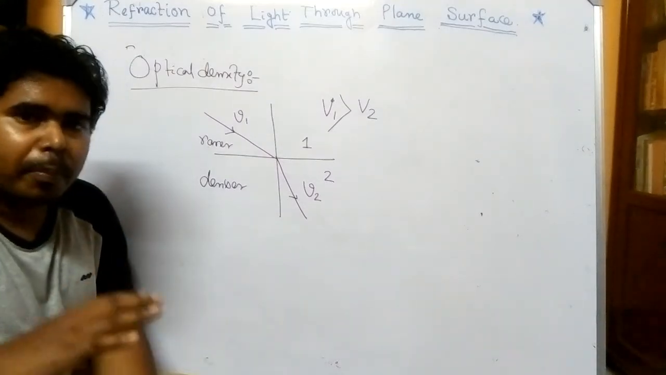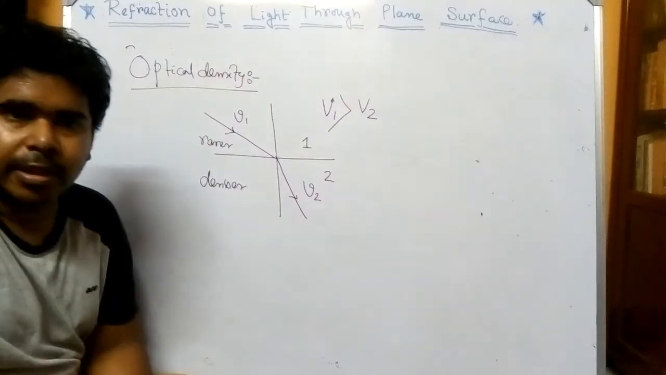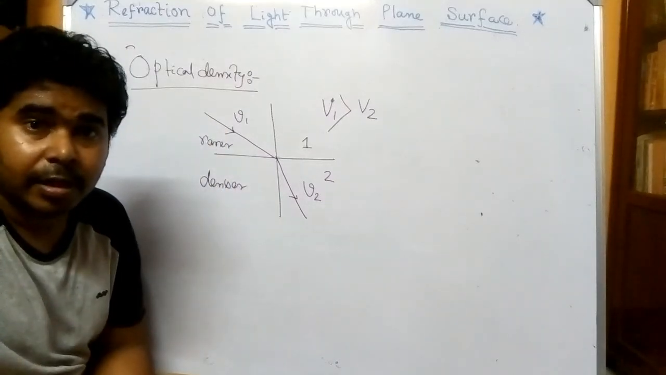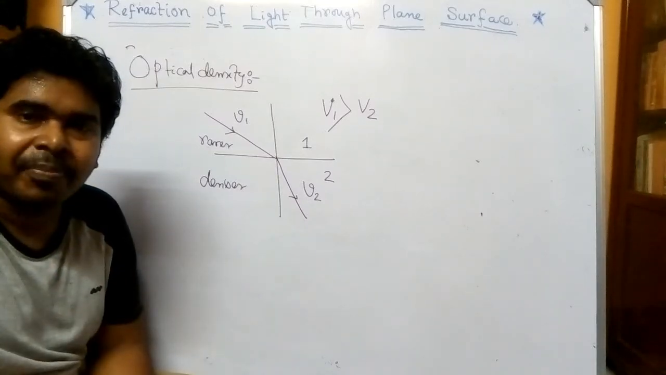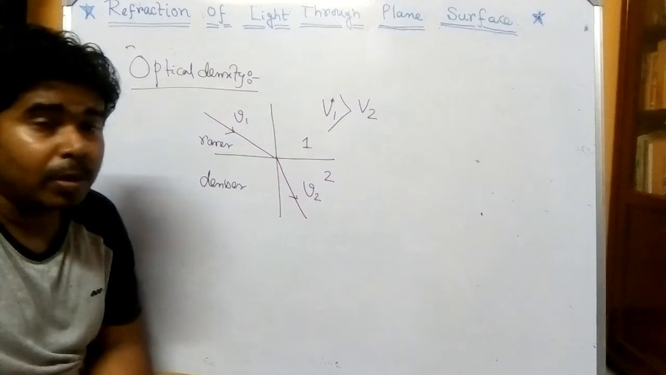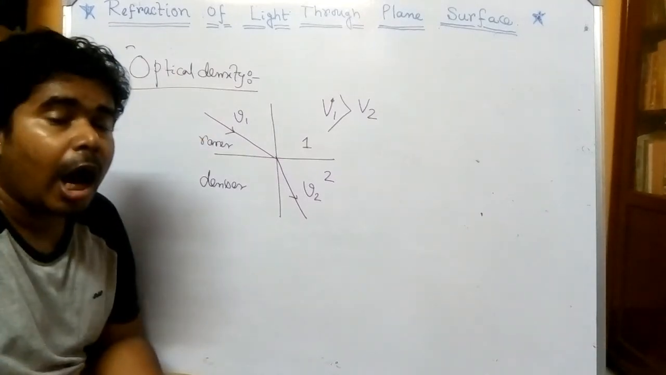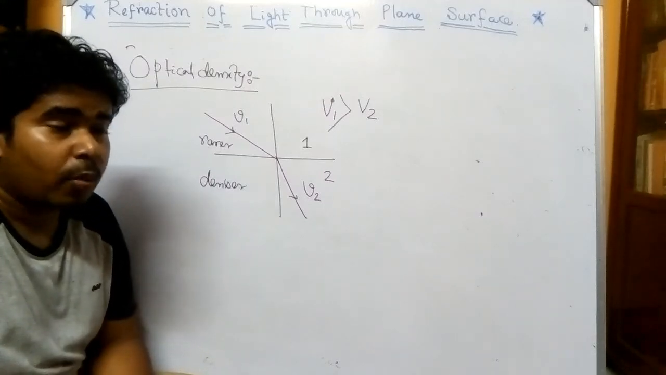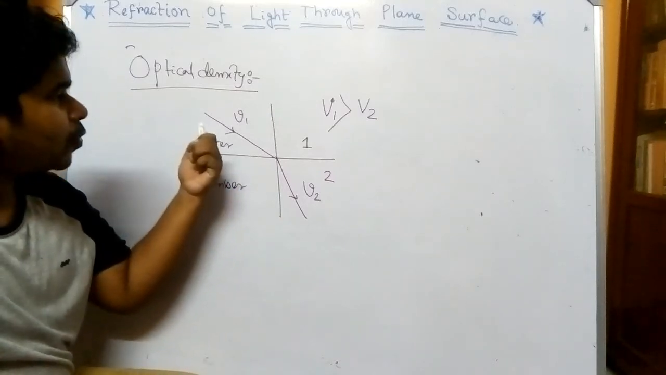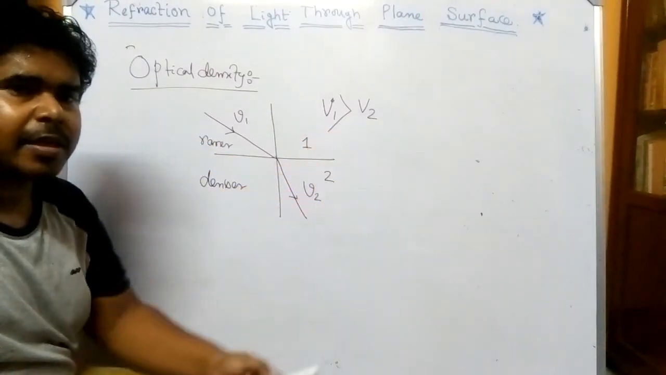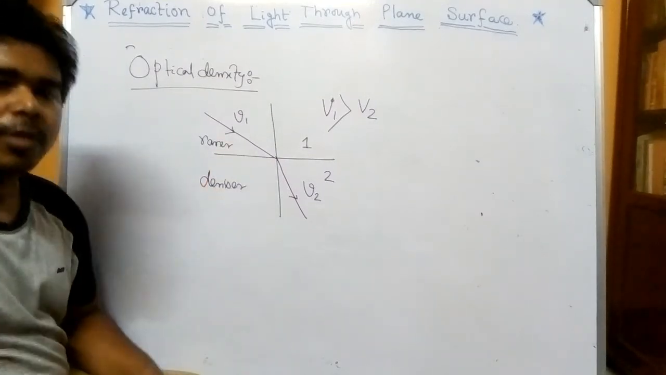Now don't mix the concept of density with optical density. I'm clearing this up: optical density and density are not the same. Density means mass per unit volume, but optical density is a property by which we can say how much the speed changes when light travels from one medium to another. Here the light comes from the first medium to the second medium and the speed decreases, so optically the second medium is denser than the first medium.